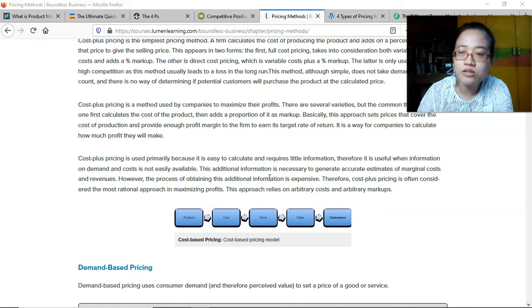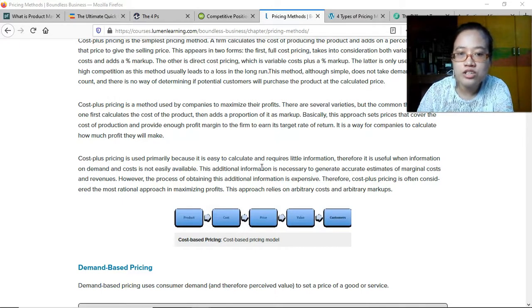Normally, this is also used for buy and sell products. So how much you bought a particular product for, you just put a markup on it, and then you sell it again, because there's not much addition to the product. It's already a finished product.